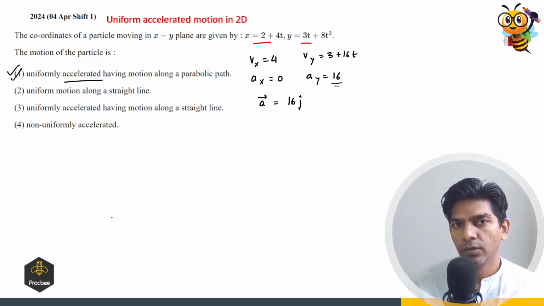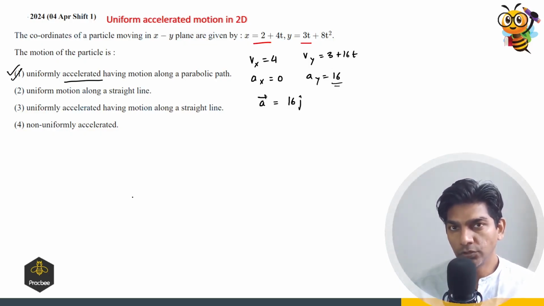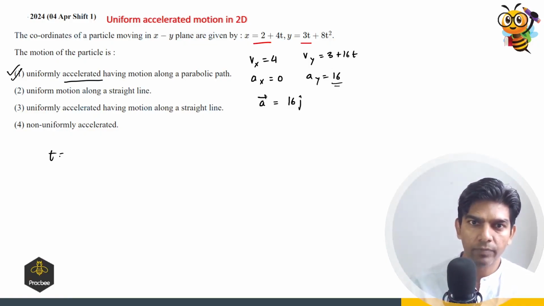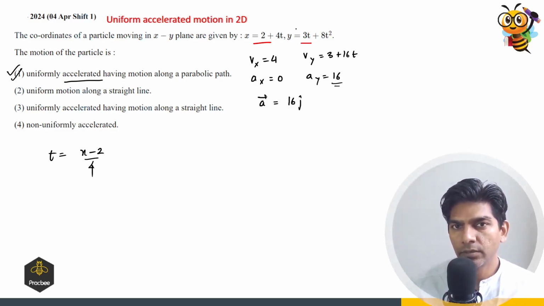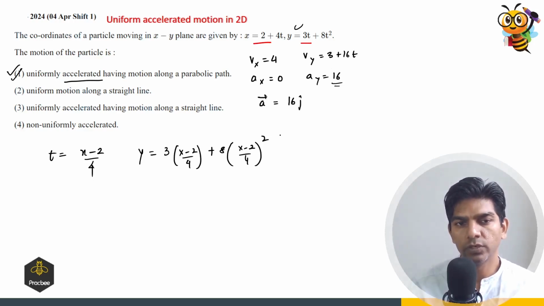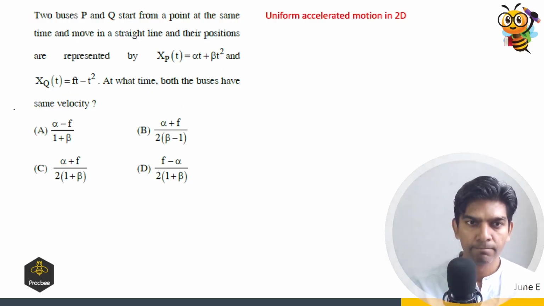Or if you want to prove it in another way, you can also find the equation of trajectory. And how can we do that? We can eliminate time. So we can write t as (x minus 2) by 4. We can substitute this in the second equation, which is y equals 3 times (x minus 2) by 4 plus 8 times ((x minus 2) by 4) square. Now if you simplify this, it is a parabolic function. So option 1 is the right answer.